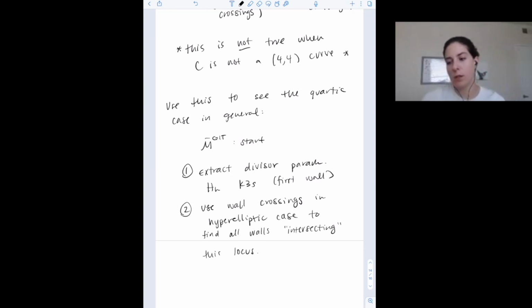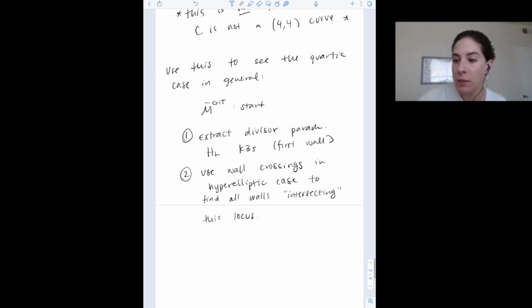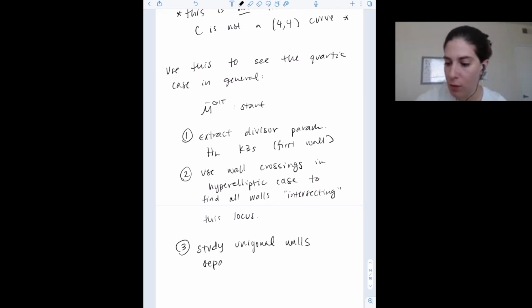And so what I mean by that, when you go to cross the wall, there's some locus in the moduli space that destabilizes, that results in the need for a wall crossing at that point. And if that locus that destabilizes intersects this hyperelliptic divisor, then we can use the description of the wall crossings above to figure out what coefficient that would have to occur at and what curves would have to be replaced, and then take appropriate double covers to figure out what surfaces have to be replaced. And then the very last piece is to study the unigonal walls separately, but there's only one. So it doesn't take much more work.